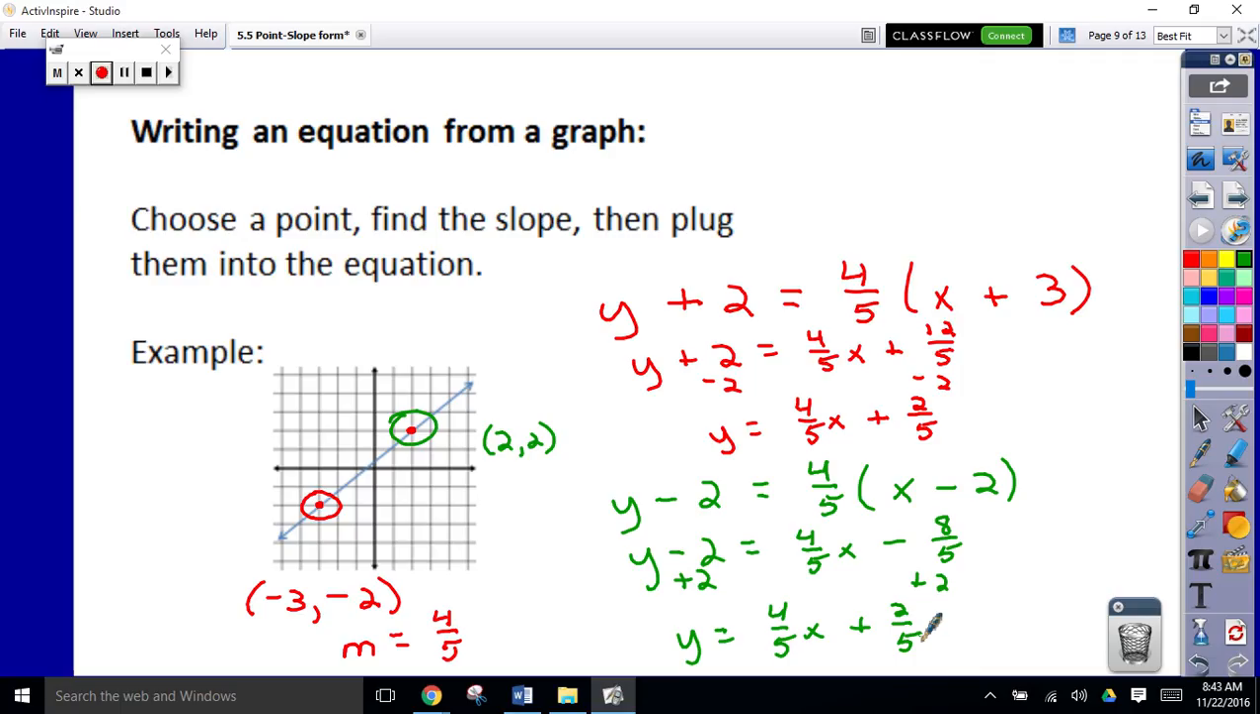So there are actually an infinite number of equations you could write in point-slope form, but every equation that you write in point-slope form is going to go to the same equation in slope-intercept form.